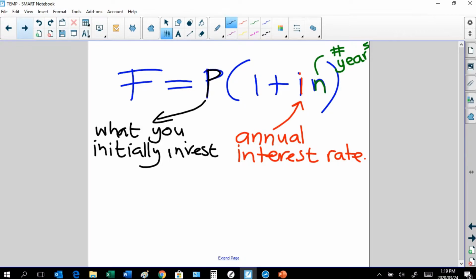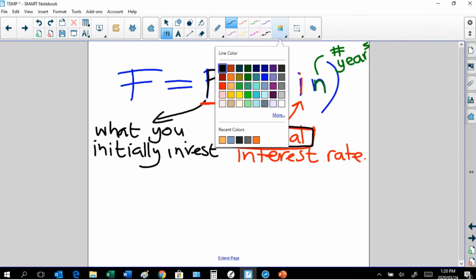Okay, so first of all, your P. You know what that is, eh? It's what you initially invest. So P is pretty simple. There's no problems there. Okay. Your I is always an annual interest rate. We make it yellow.